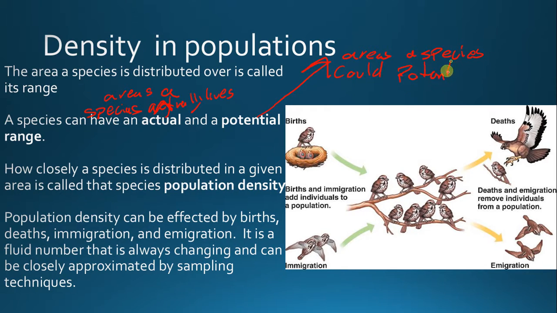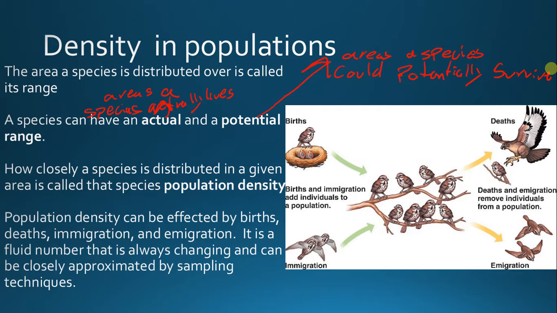potentially survive. For example, kangaroos have an actual range within Australia, but they could potentially live outside of that range. However, various things prevent them from living there. Like they can't travel over the ocean, or human cities are built there. So that's why they have a different actual and potential range.